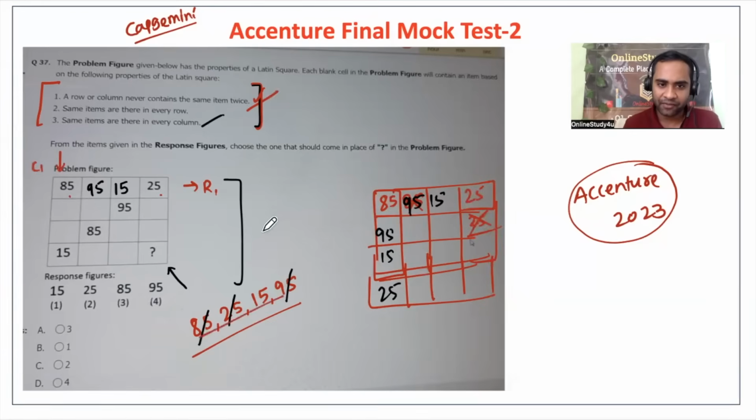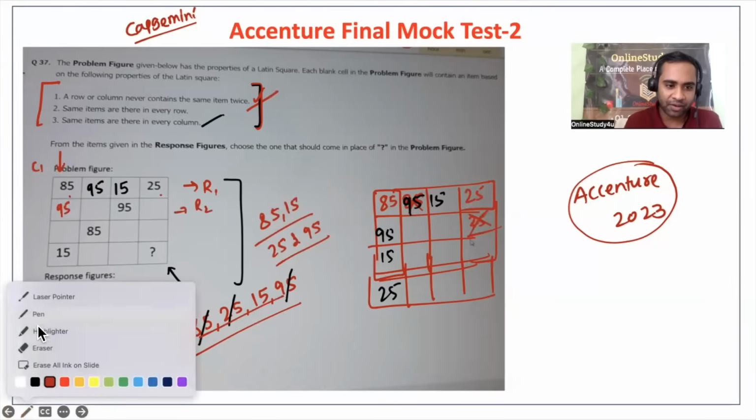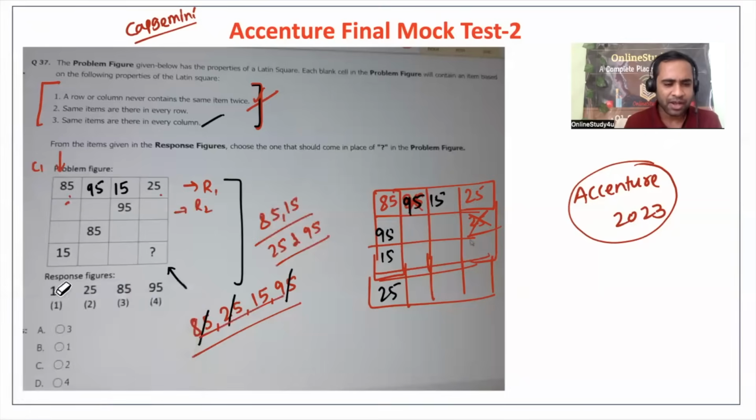So we have 85 and we have 15. Now we have to place 25 and 95. Can I place 95 here? No, I cannot place 95 here, because in the same row there will be two 95s. It will not take that much time, I'm only explaining it. So 95 will come here and 25 will come here. That way, not even a single column or row will have the same digit repeating.